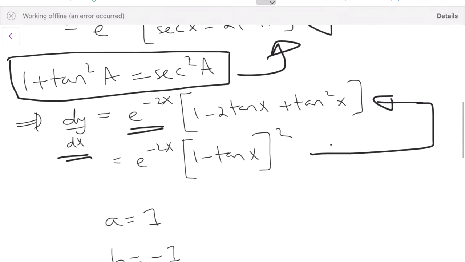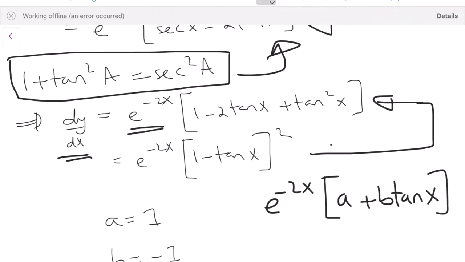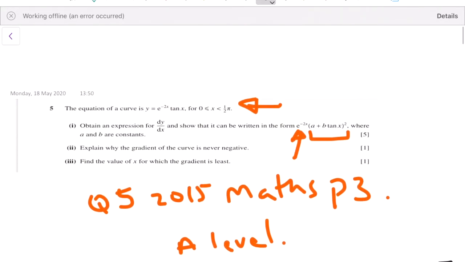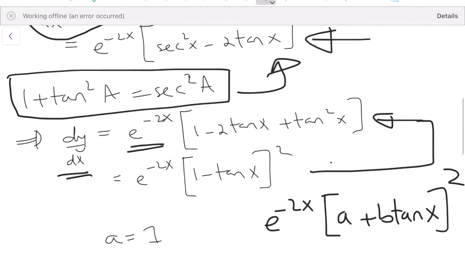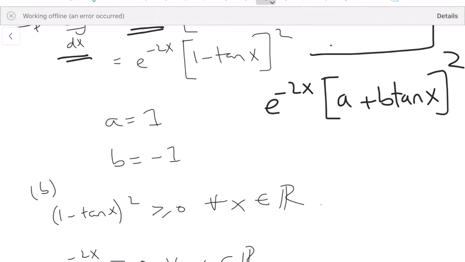And now from here you can identify that it is the correct form, so e to the minus 2x, and then it was a plus b tan of x squared. So let's scroll back up, and it's exactly here: a plus b tan of x, the whole thing squared. So then a equals 1, and b is minus 1. Okay, so that's the first part of the question solved, and that was pretty easy.